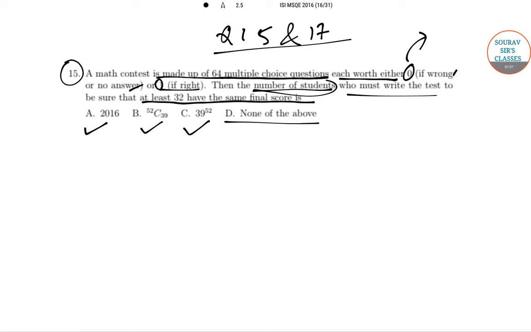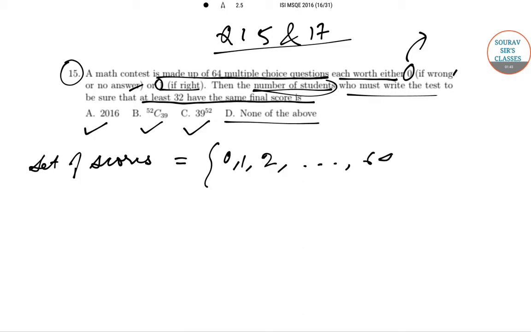First let us find out the set of scores that is possible over here. The set of scores here goes from 0 to 1 to 2 up till 64. This is the set of scores. So as we have been given, we have to find out the number of students who must write the test to be sure that at least 32 have the same final score. That can be found out by using the pigeonhole principle.